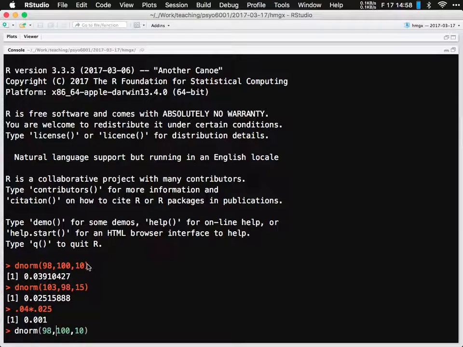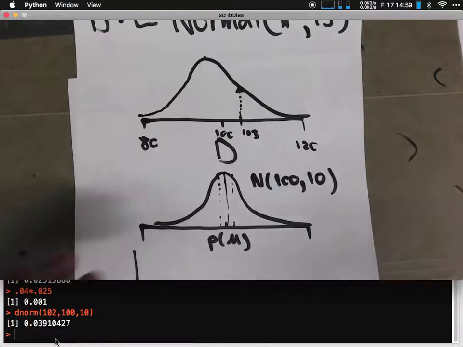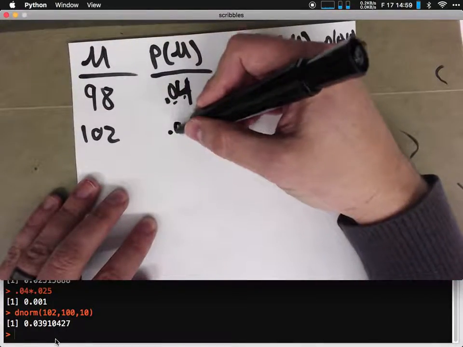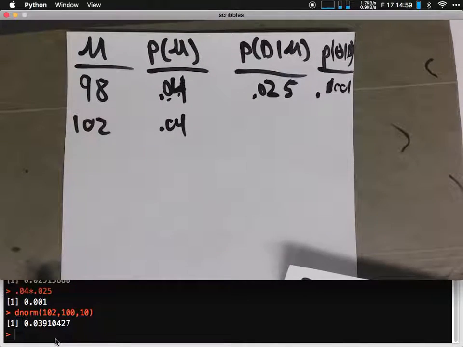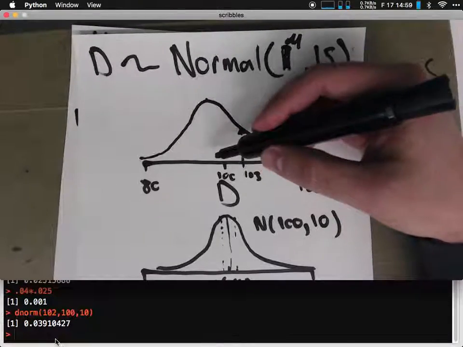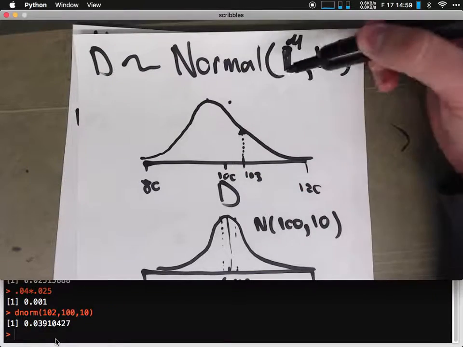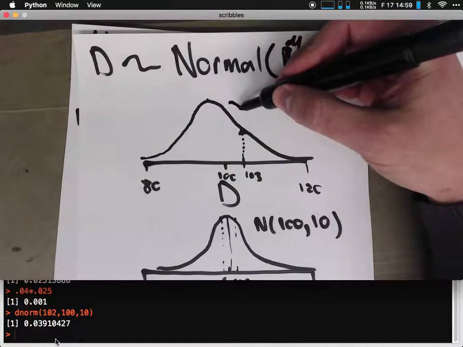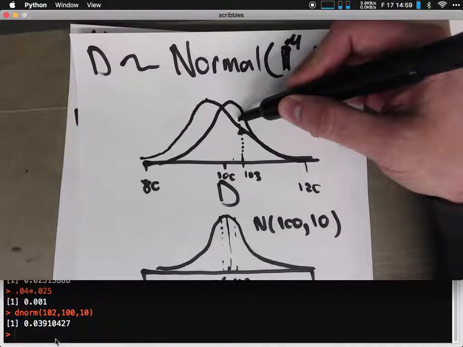So this is our prior curve with a mean of 100, standard deviation of 10. Instead of 98, we'll look at 102. Should be the same value because 98 was 2 down from the mean, 102 is 2 up, so it's 0.04. Now the probability of the data given that mean, again, is the height of the curve such that we peak it at 102. So it's peaked around here, but it still has this standard deviation of 15, so it goes, bad drawing. But what is the height of the curve now?